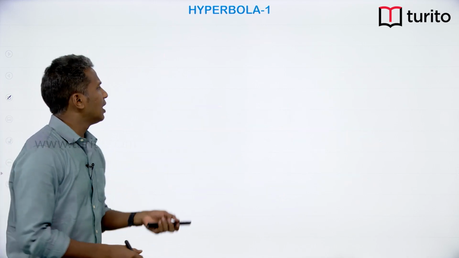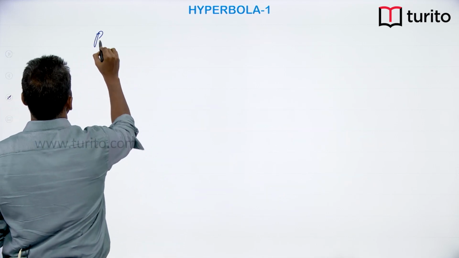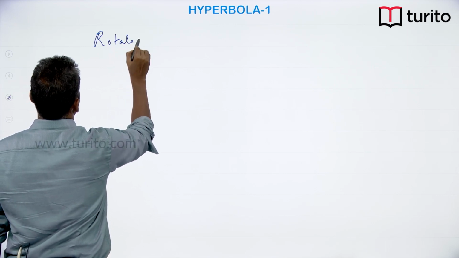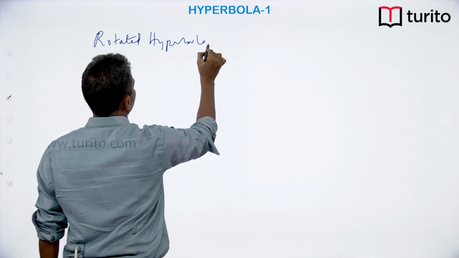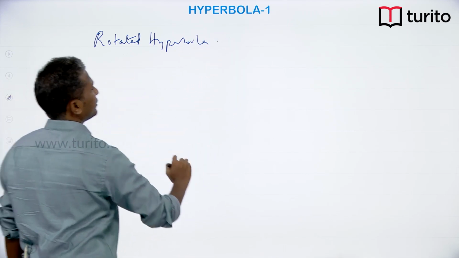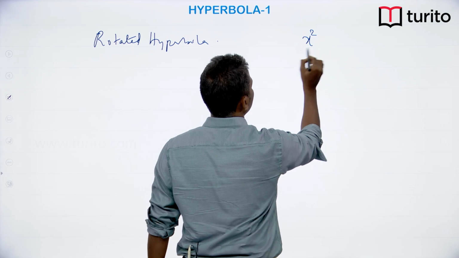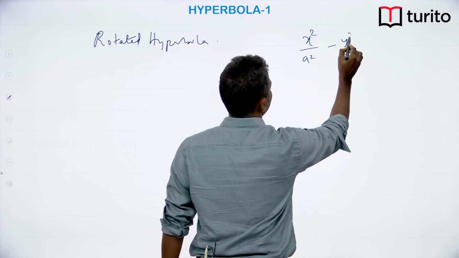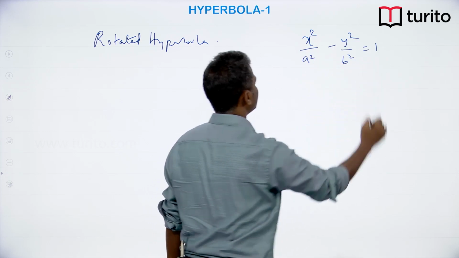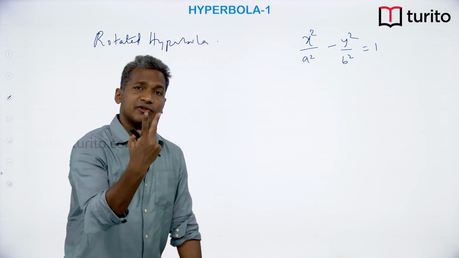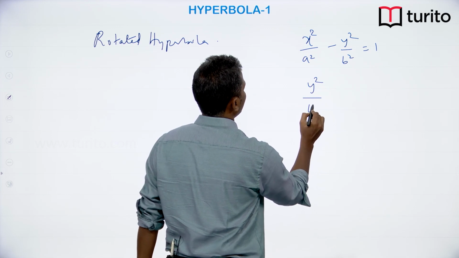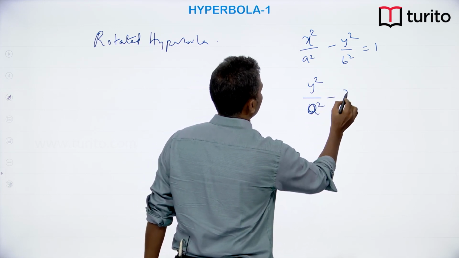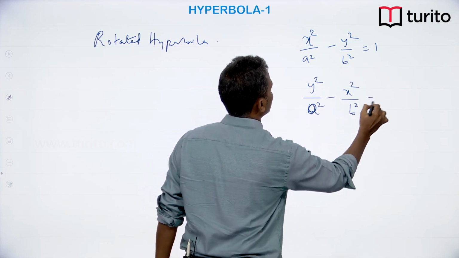Okay. So, now let me explain one more idea. There is one called the rotated hyperbola. For example, if we have the original x square by a square minus y square by b square equal to 1, here if I swap x and y, I am going to get an equation like y square by a square minus x square by b square equal to 1.